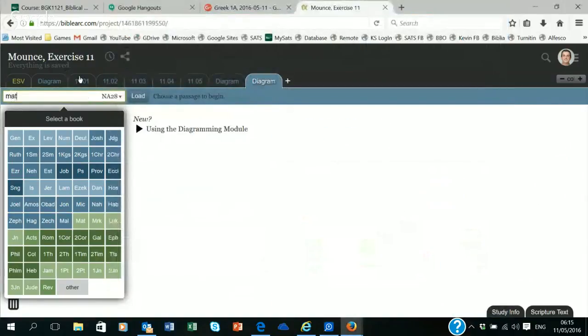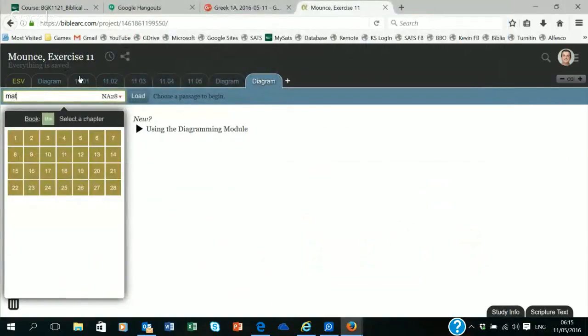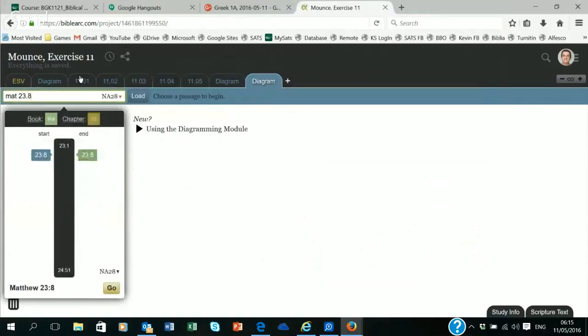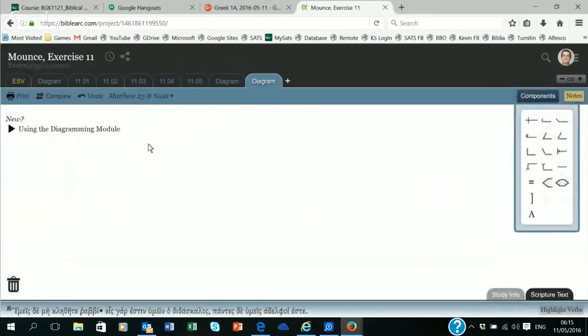Thank you. So let's do Matthew 23 verse 8. What I'll do now is just do a few of these as live examples. And does it start from heis gar estin humon ho didaskalos? Yes, I'm guessing that it does.